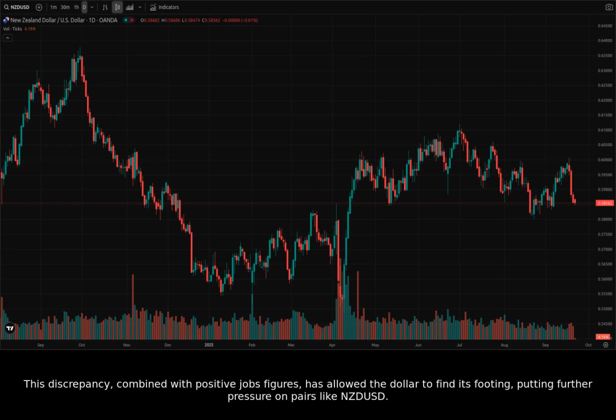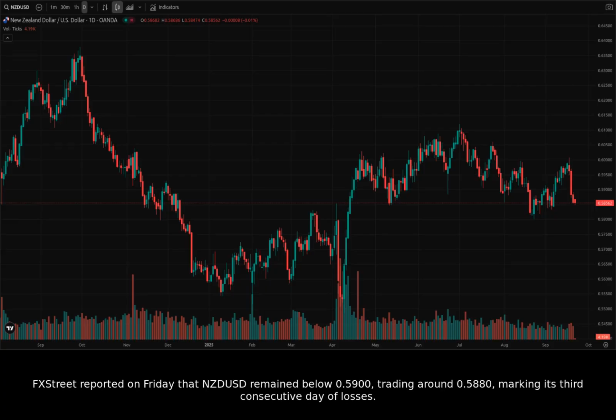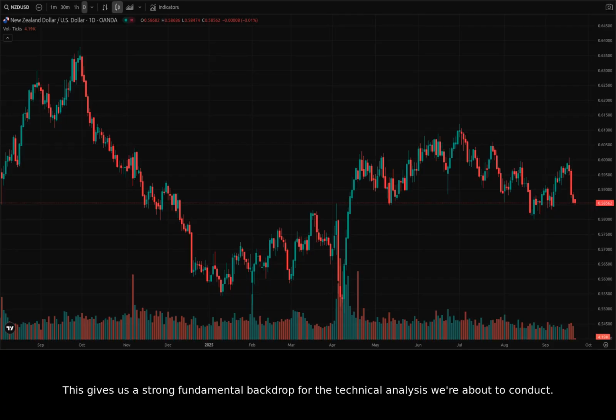This discrepancy, combined with positive jobs figures, has allowed the dollar to find its footing, putting further pressure on pairs like NZDUSD. FX Street reported on Friday that NZDUSD remained below 0.5900, trading around 0.5880, marking its third consecutive day of losses. This gives us a strong fundamental backdrop for the technical analysis we're about to conduct.